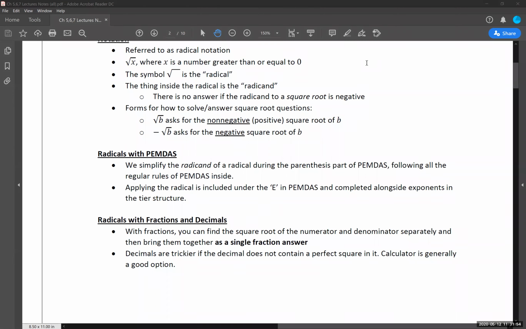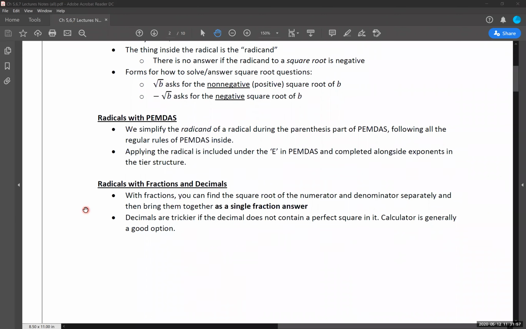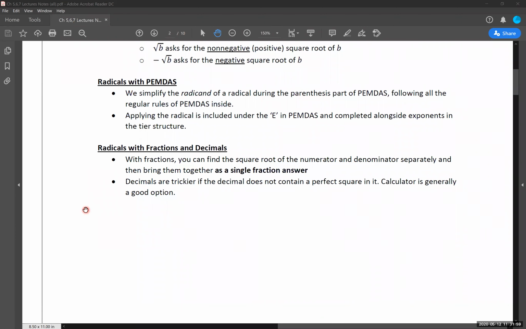So, working with radicals with fractions and decimals. When working with fractions, you can find the square root of the numerator and denominator separately, and then bring everything back together as a single fraction answer. So you don't need to find the square root of the entire fraction all at once. You can separate it out and do it in parts. It's very helpful. I highly recommend you do that with a lot of these fractions, because they can get a little gross and a bit overwhelming at times without doing that.